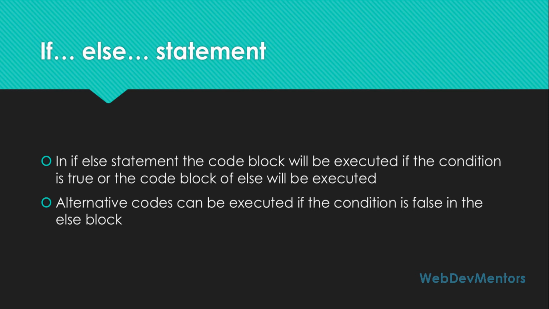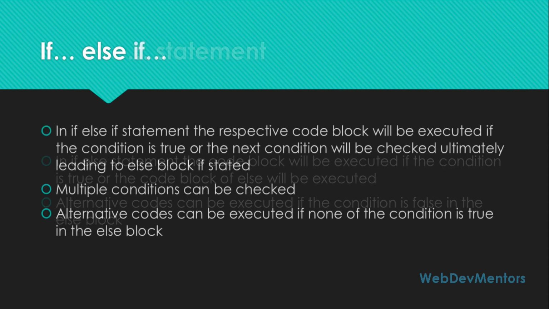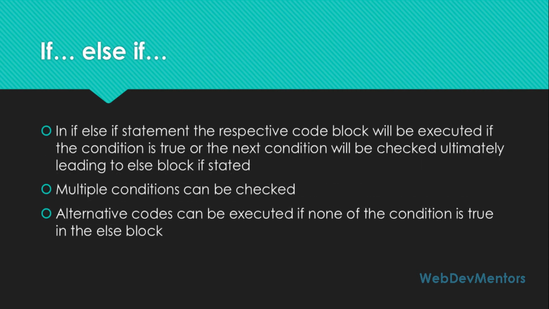There's another problem here, which is that the else will not check for any condition. What if you have multiple conditions to be checked? That is where we use the if else if statement. In an if else if statement, the respective code block will be executed if the condition is true, or the next condition will be checked, ultimately leading to the else block if stated. So you can skip the else block in if else if.